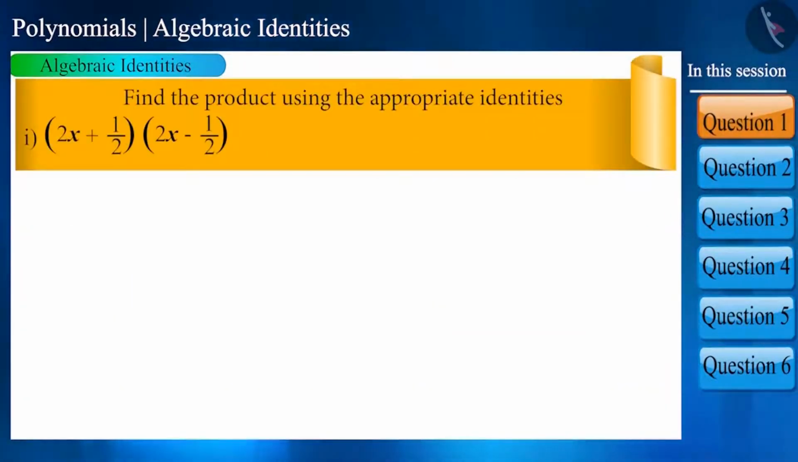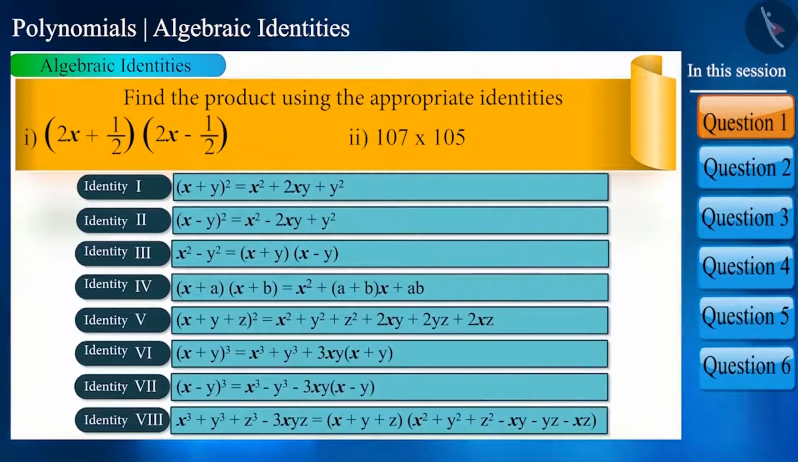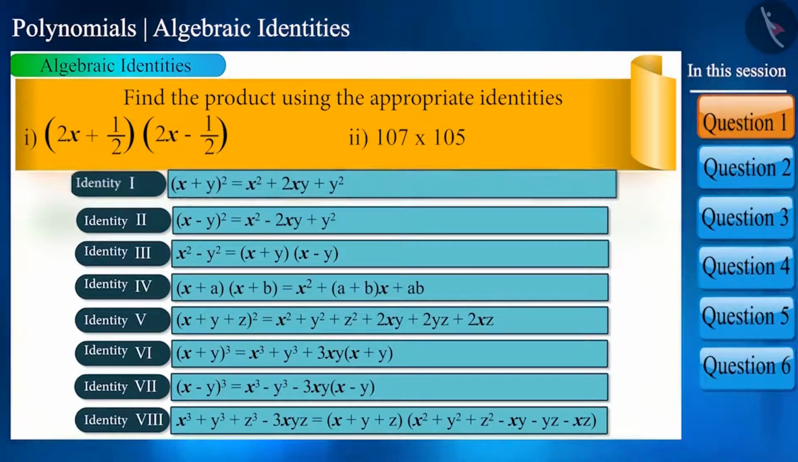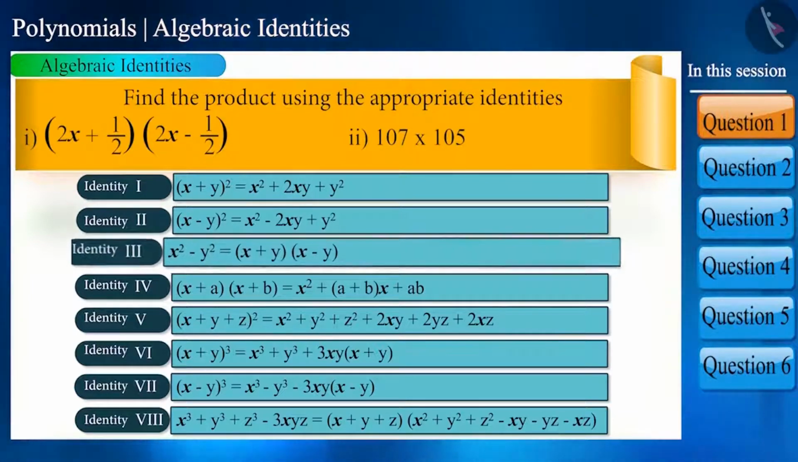Find the product using the appropriate identities. By looking at these 8 identities, can you tell which one can be used to solve this question? To find the answer to this, we will have to see to which identity this question resembles. That is, in which identity there is a sign of addition and subtraction between two terms. And that is identity 3.